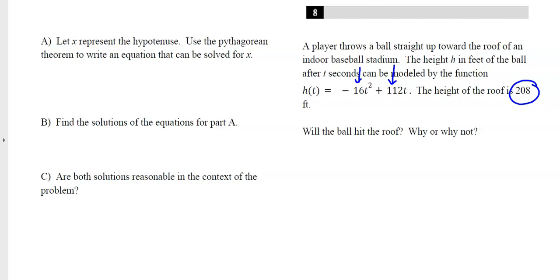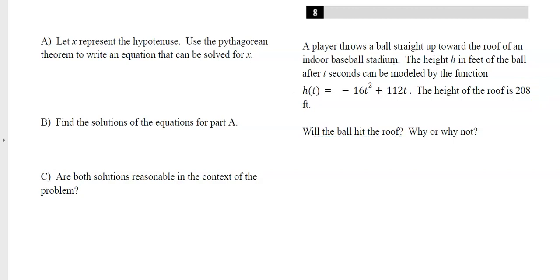You know, if you knew it was going to hit the roof and you wanted to know what time it's going to hit the roof, you could put 208 here and solve that and say, well, hey, what t is going to get me to 208? But we don't even know if it's going to. So I could put the equation in the calculator and just find the max and see if it's higher than 208. That might be one thing.